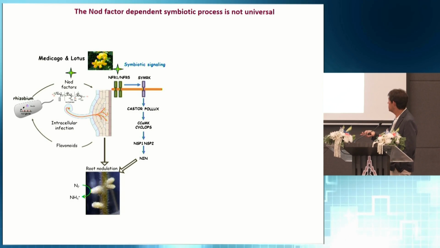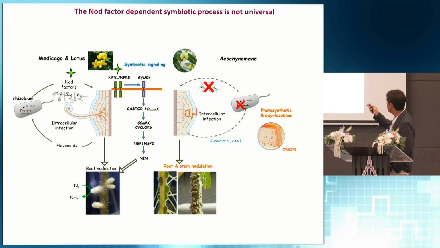The first one was described in some tropical legumes of the Aeschynomene genus that have the unusual property of forming root and stem nodules. The other very unique property of this symbiosis is that these plants are nodulated by photosynthetic Bradyrhizobia that lack the canonical nodABC genes. Clearly, these bacteria cannot produce Nod factors. And so, despite a lot of effort, we have not succeeded in identifying the signal molecules produced by photosynthetic Bradyrhizobia that trigger the nodulation process.